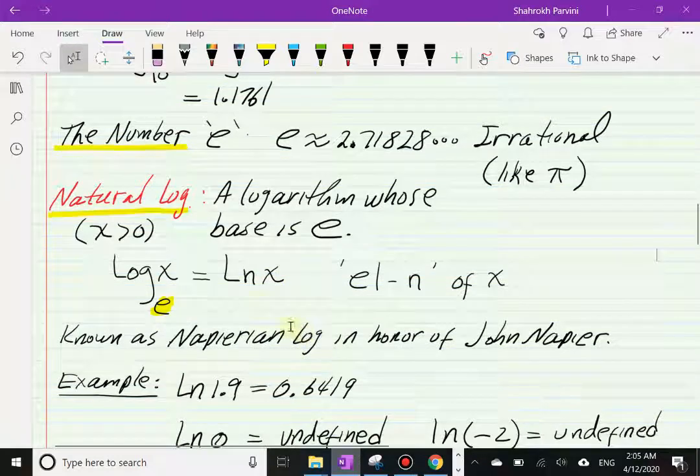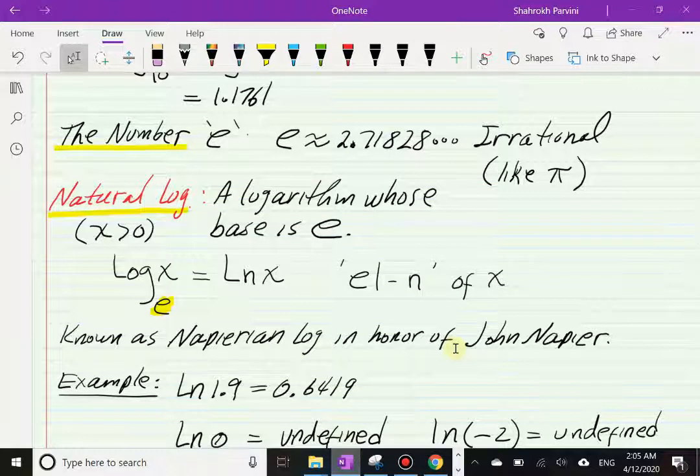Now, this ln of x is also known as the Naperian logarithm in honor of John Napier. Remember, we talked about that in the section on logarithms, maybe earlier sections. I mentioned his name as the person who discovered logarithms. So he did not name it in his own honor, but later on, in his honor, log base e was called the Naperian log.